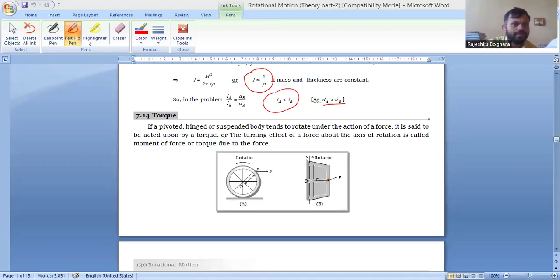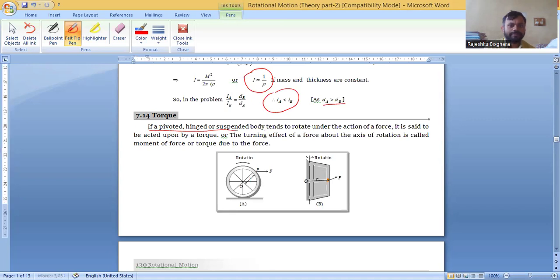Torque. Last time we studied moment of inertia. Now we study torque. If a pivoted, hinged, or suspended body tends to rotate under the action of a force, it is said to be acted upon by a torque. The turning effect of a force about the axis of rotation is called the moment of force, or torque due to a force.